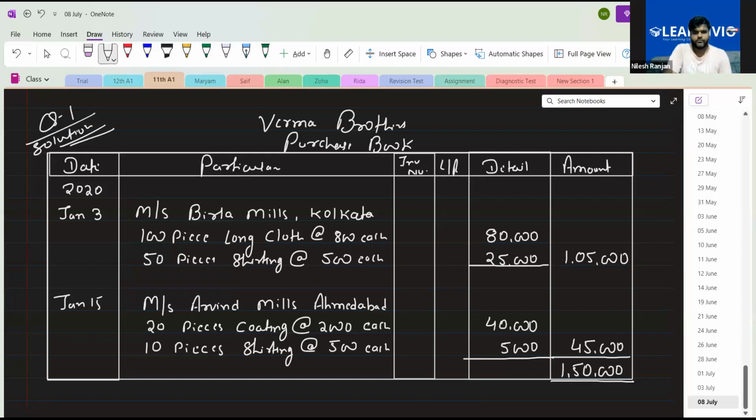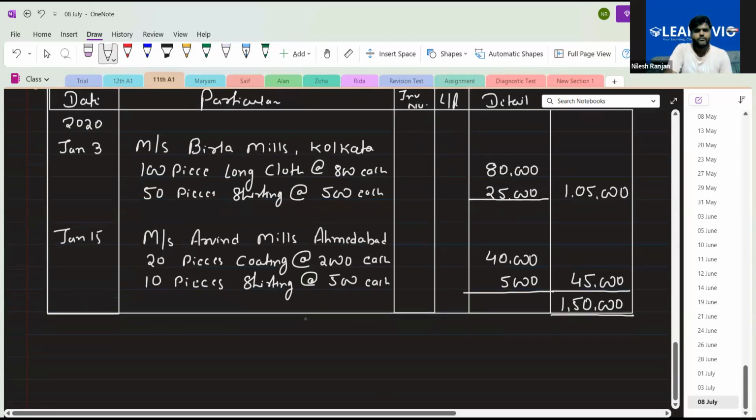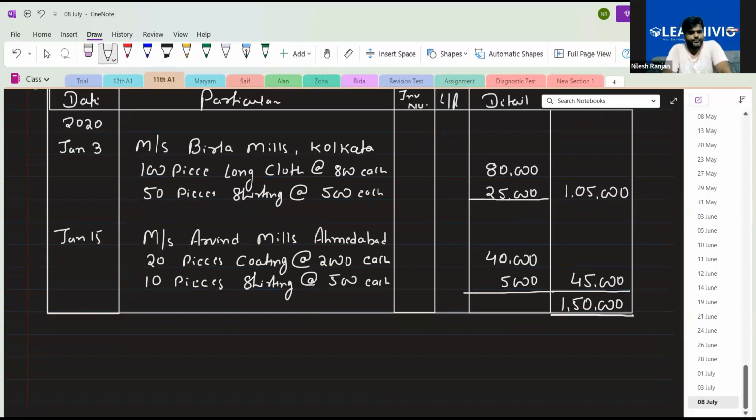So below 100 piece long cloth, it's 50 piece. Yes, 50 piece shirting.